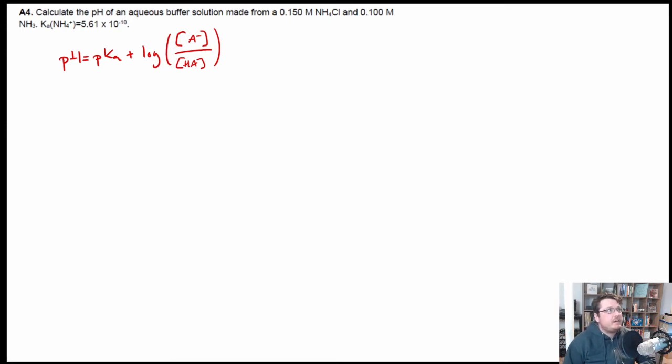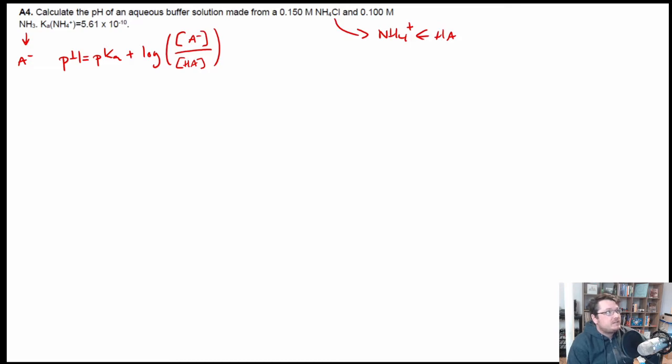So in this scenario right here, we can use the Henderson-Hasselbalch. We're given ammonium chloride, so that's NH4 plus, because that's going to dissociate in solution. And then we're also given NH3, and that's going to be the base. So this right here is HA in this case, and this right here is going to be A minus in our scenario. So we have those two concentrations that we can plug into our equation.